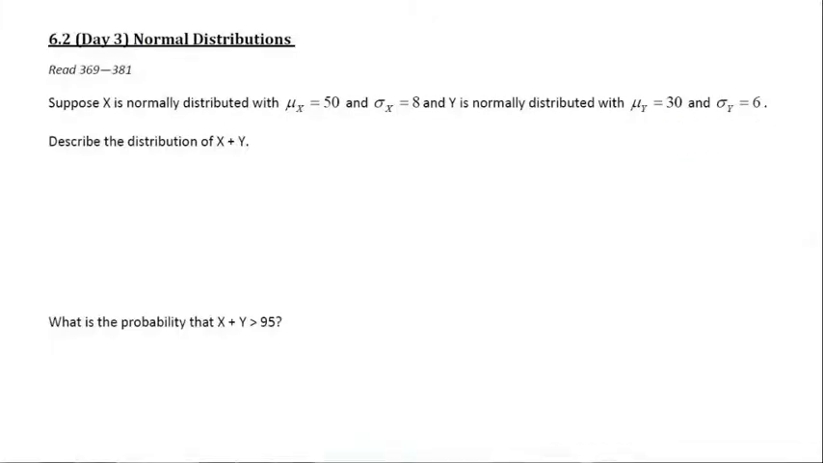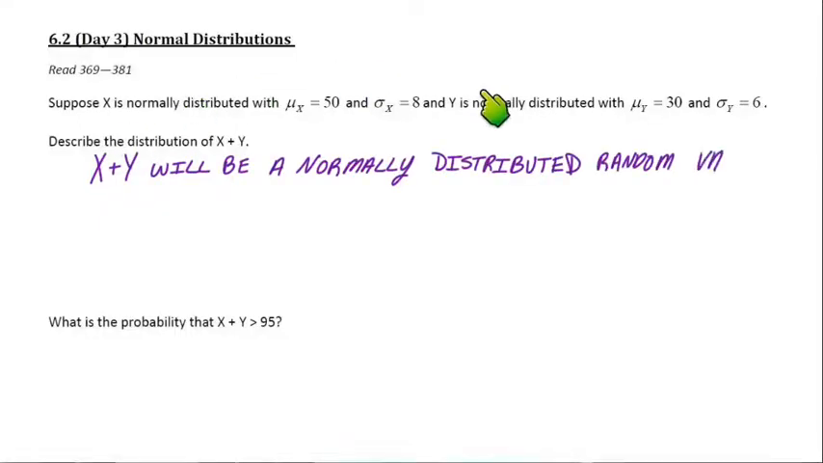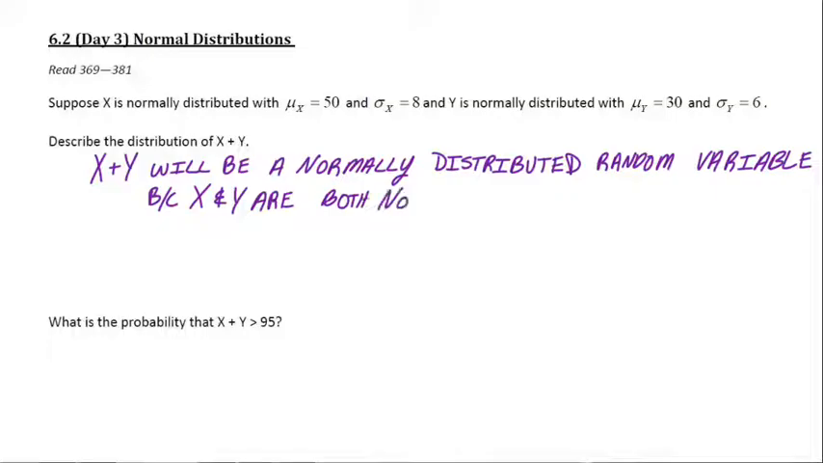So if we were to add together these two random variables, it would be x plus y. What would the distribution of x plus y be like? And when we're supposed to describe distributions, we can use the SOCS acronym. So let's talk about shape, center, and spread. Well, first of all, as far as the shape is concerned, if x was normally distributed and y was also normally distributed, then when we add them together, x plus y will also be normally distributed. And we know that because x and y were both normally distributed themselves.